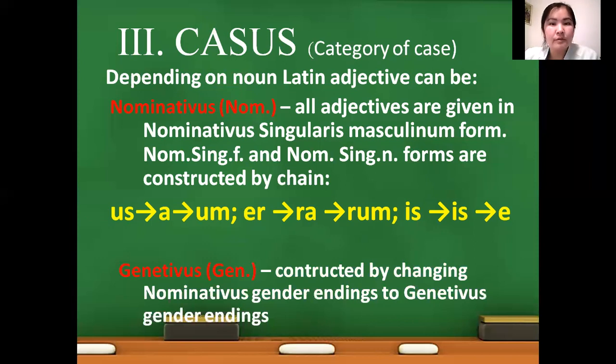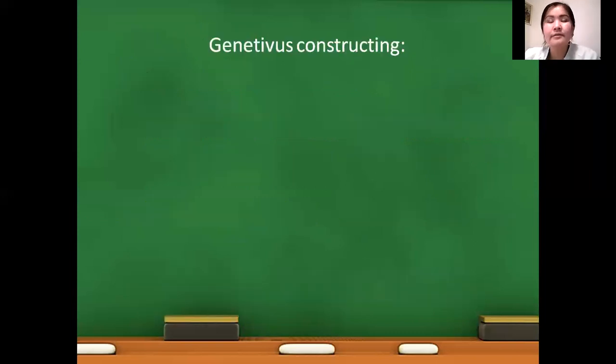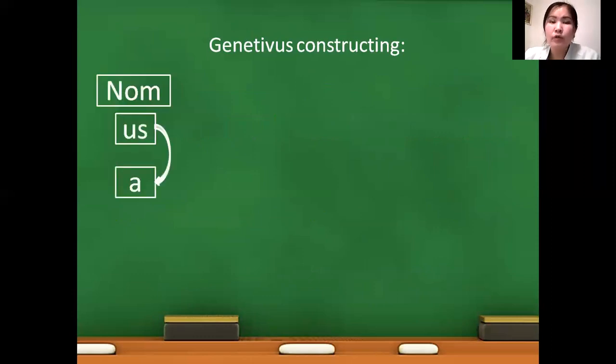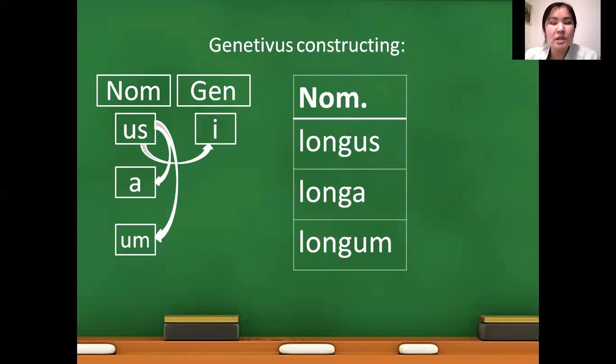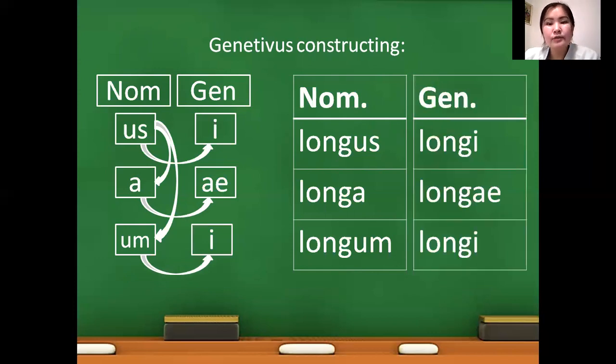Genitivus forms of Latin adjectives, male, female, and neutral, must all be constructed by changing nominativus gender endings to genitivus gender endings. So let's see how to construct genitivus forms. You know that in nominativus, for constructing gender forms, we follow the chain of endings us, a, um: longus, longa, longum. For constructing genitivus, us we change to i, a we change to ae, um we change to i. So genitivus forms will be longus, longi, longa, longae, longum, longi. Longi is of long for male and neutral. Longae is of long for feminine.